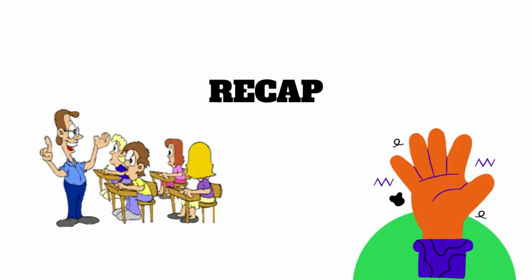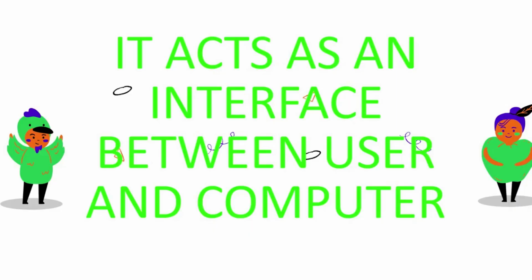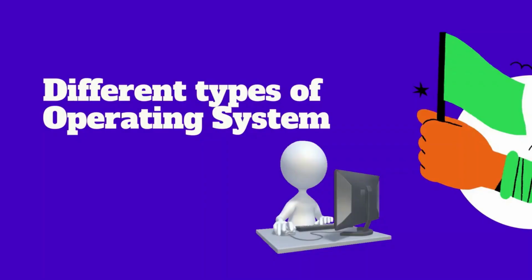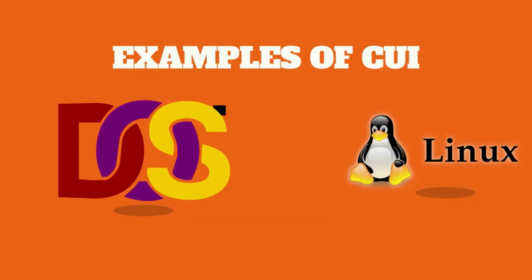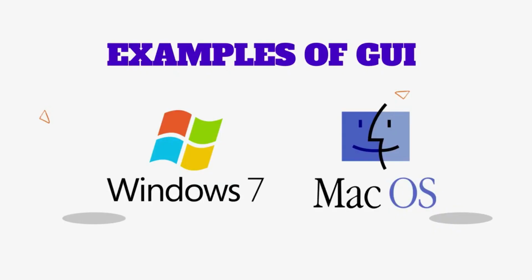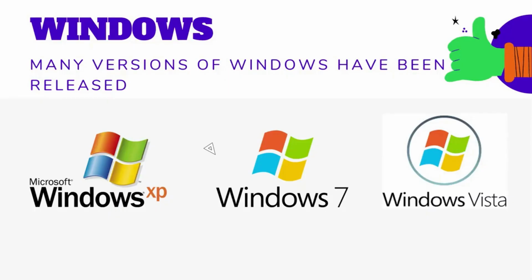In the last session, we have learned about operating system. What is operating system? Operating system acts as an interface between user and computer. What are the different types of operating system? CUI and GUI. Examples of CUI are DOS and Linux. Examples of GUI are Windows 7 and Mac OS. Now let's learn about graphical user interface.